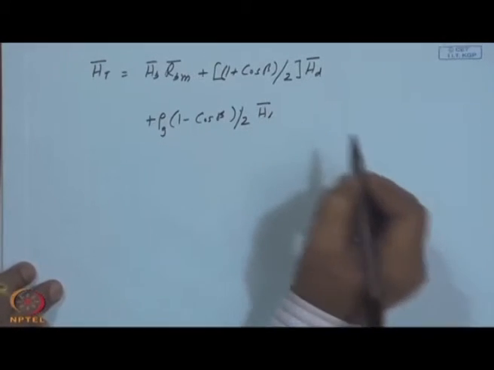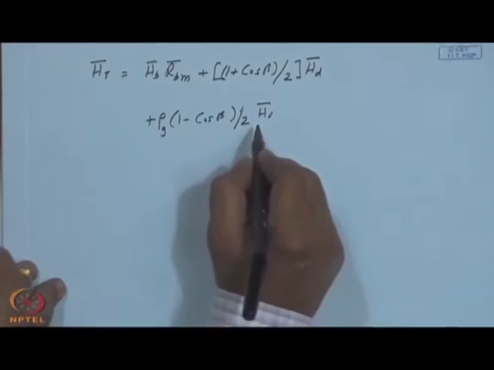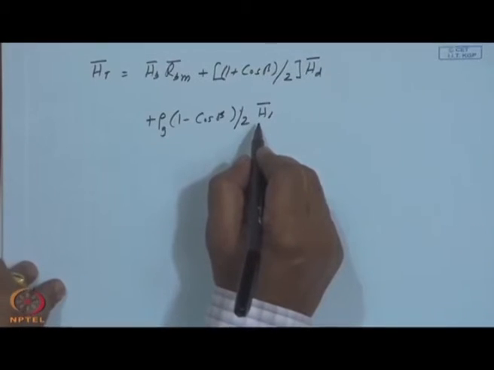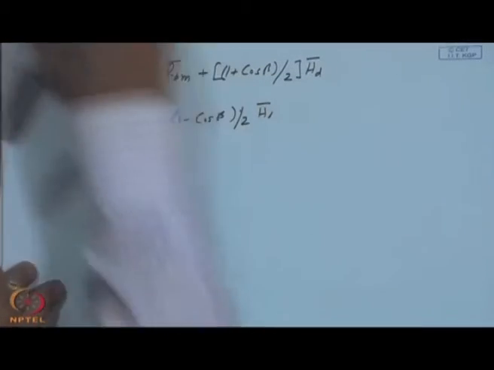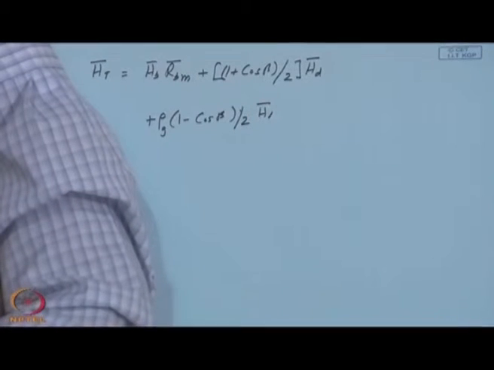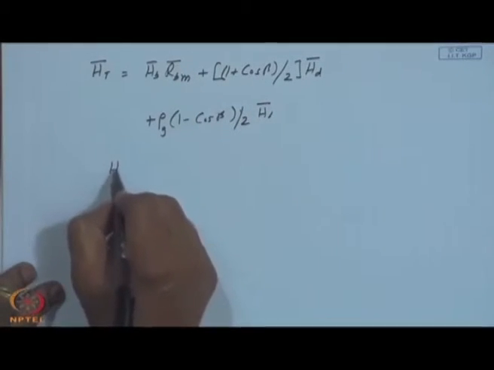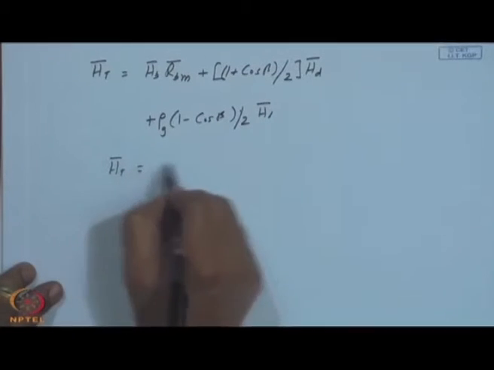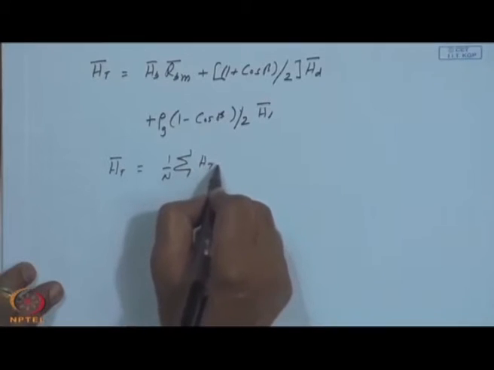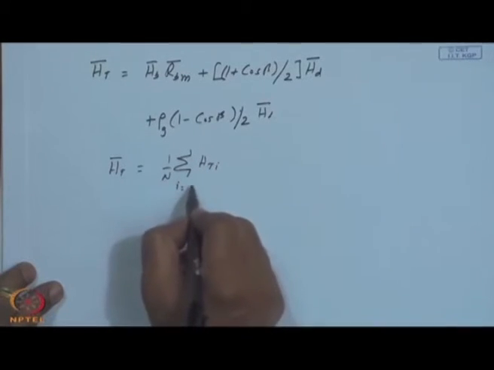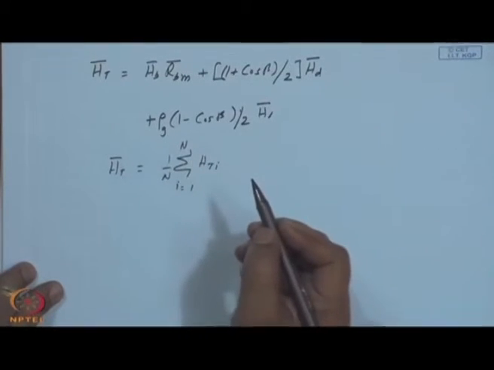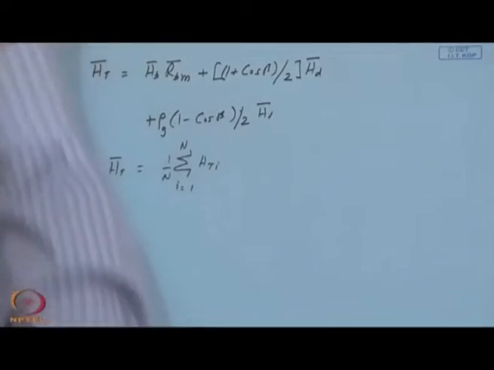where H bar is the global radiation or the total radiation over the day. You will find the corresponding averages. For example, H_T bar is defined as 1 upon n, summation of H_T, i equal to 1 to n, where n is the number of days in the month.